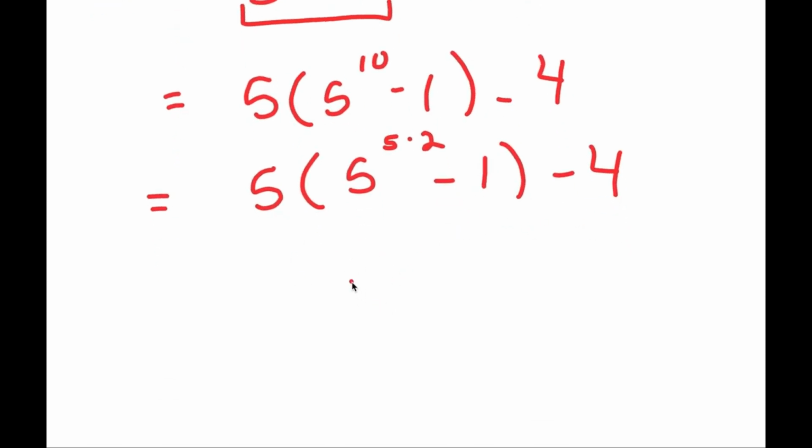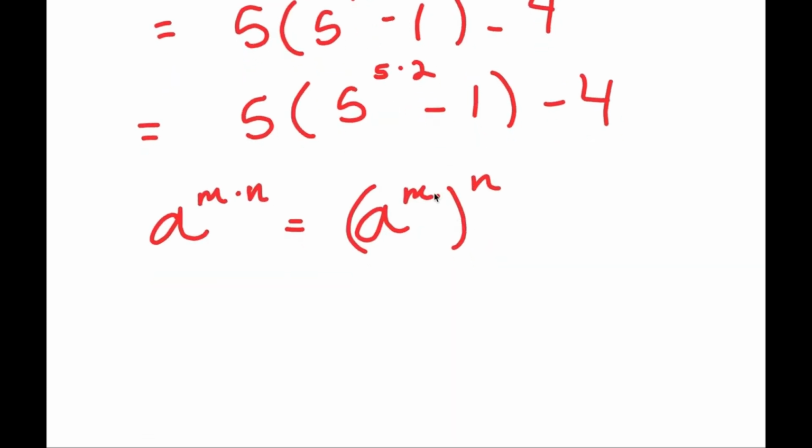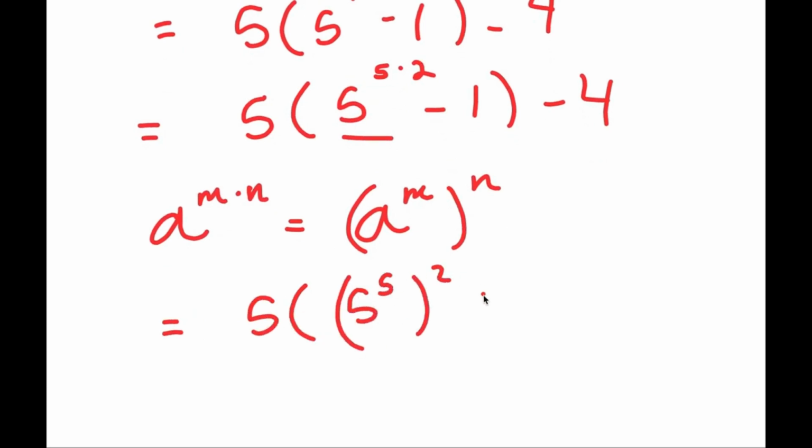Now another property of exponents that you guys should remember is that if you have something in the form a to the power of m times n, this is equal to a to the power of m to the power of n. So 5 to the power of 5 times 2, I can rewrite as 5 to the power of 5 to the power of 2. And I have this minus 1 minus 4.